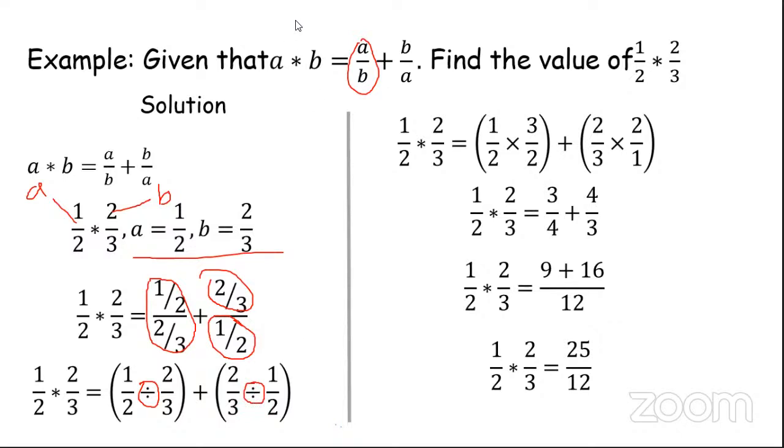And what do we do when we are dividing fractions? We find the reciprocal. When we are dividing, we multiply by the reciprocal. So we are going to multiply by the reciprocal of 2 over 3 in the first bracket and the reciprocal of a half in the second bracket. So that will give us 1 divided by 2.